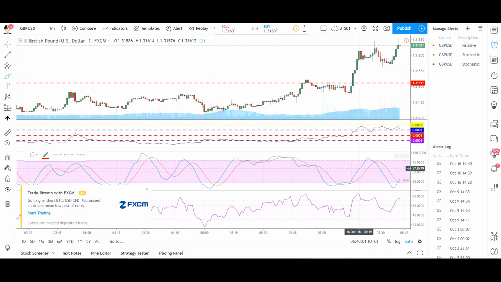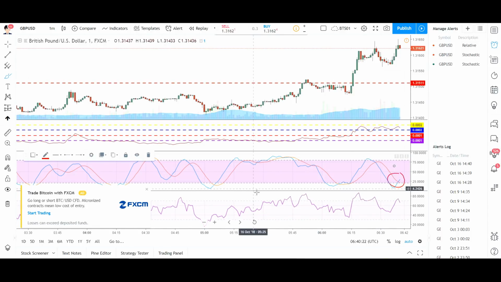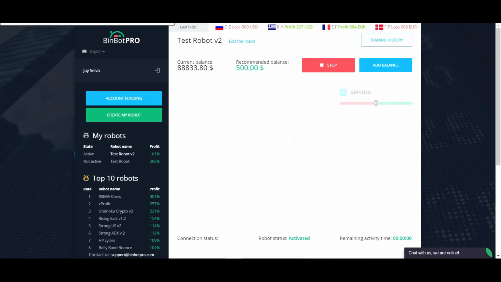The alert came up again, but we have already activated the robot, so it doesn't matter. The alert just keeps coming up on every single candle. As I mentioned, the ATR level is in between the purple and the yellow, so it meets our criteria. We have just activated the robot, so let's wait for the trade to expire.